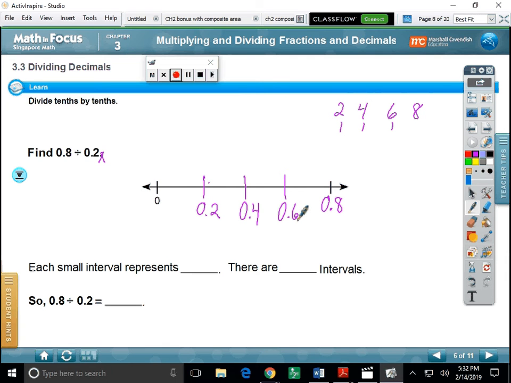And then really what I'm saying to you is I'm trying to figure out how many intervals that takes. It required 1, 2, 3, 4 intervals. Each small interval represents what I'm counting by, the 0 and 2 tenths. And there are actually 4, I could count them, 1, 2, 3, 4 intervals when I'm done. And so the answer must be 4. It's actually how many hops or jumps we had to make of 2 tenths to get to the end.